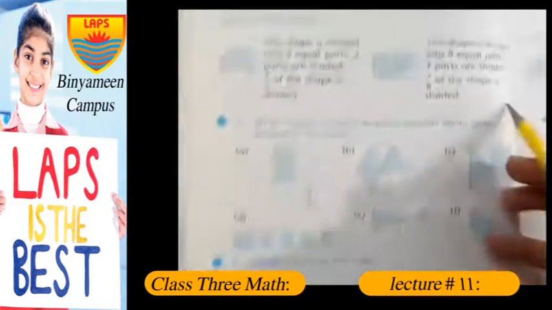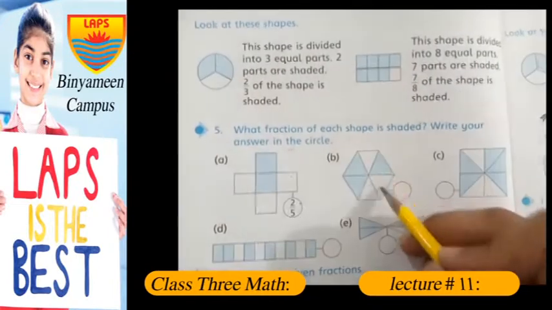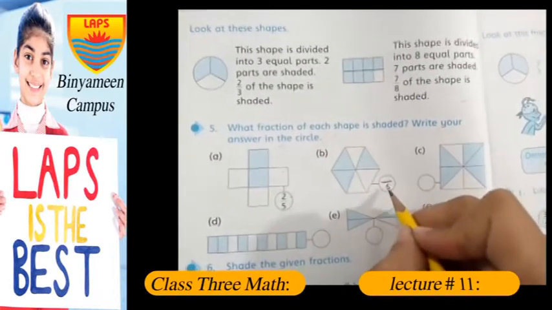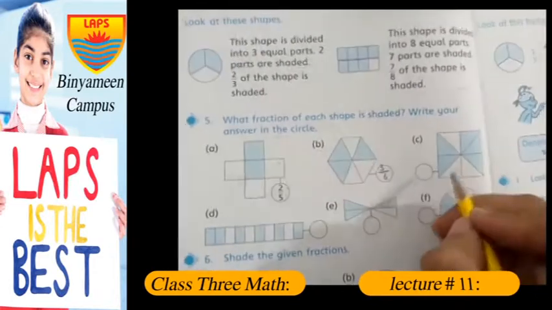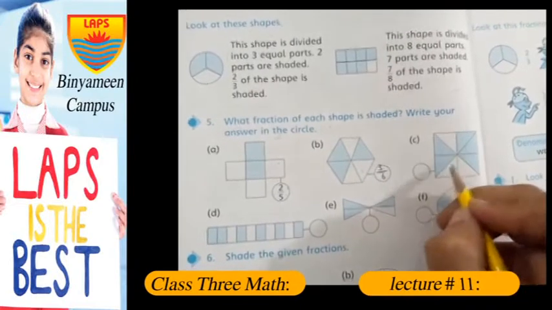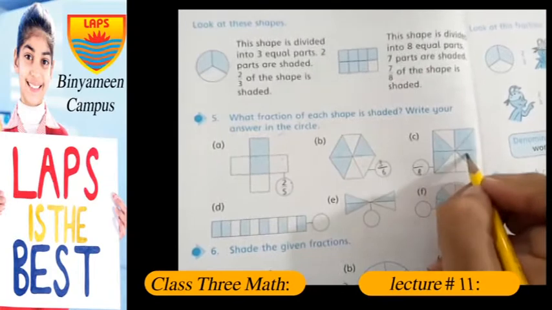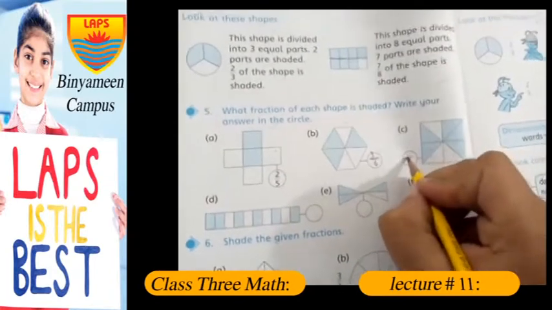2 over 5. So this shape has 1 2 3 4 5 6, overall 6 parts, and 3 of them are shaded, so 3 over 6. Next, 1 2 3 4 5 6 7 8, total 8 parts, and 1 2 3 4 5, 5 of them are colored, so 5 over 8 is the fraction.